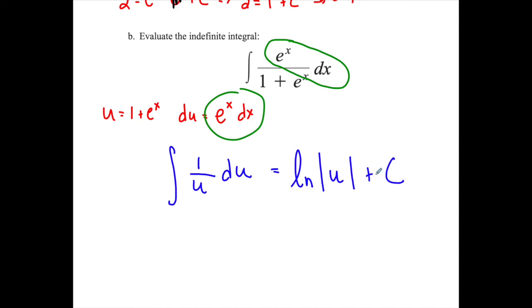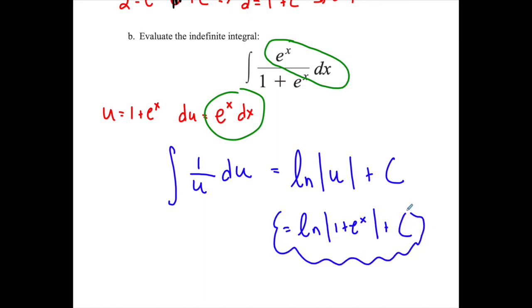Don't forget the plus c for full credit. And then you make the final substitution because you started with u's, x's, you got to end with x's. So you get ln of 1 plus e to the x plus c. All right, just using u substitution.